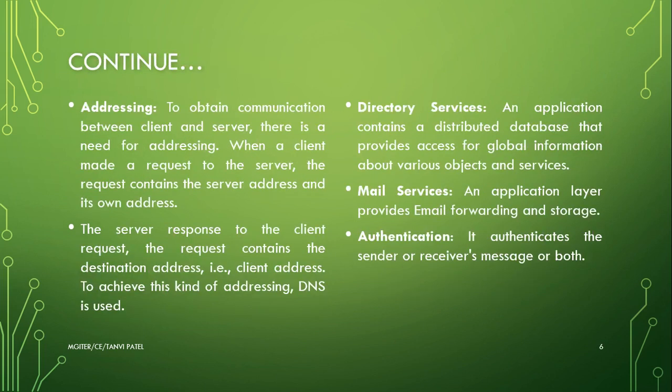Next is addressing. To obtain communication between client and server, obviously addressing is the main thing. If there is no address of the client and server, then how will you communicate? So it is a needed part of the application layer. When a client makes a request to the server, the request contains the server address and its own address. The server responds to the client request. The response contains the destination address, that is the client address. To achieve this kind of addressing, DNS, the domain name server, is used for addressing.